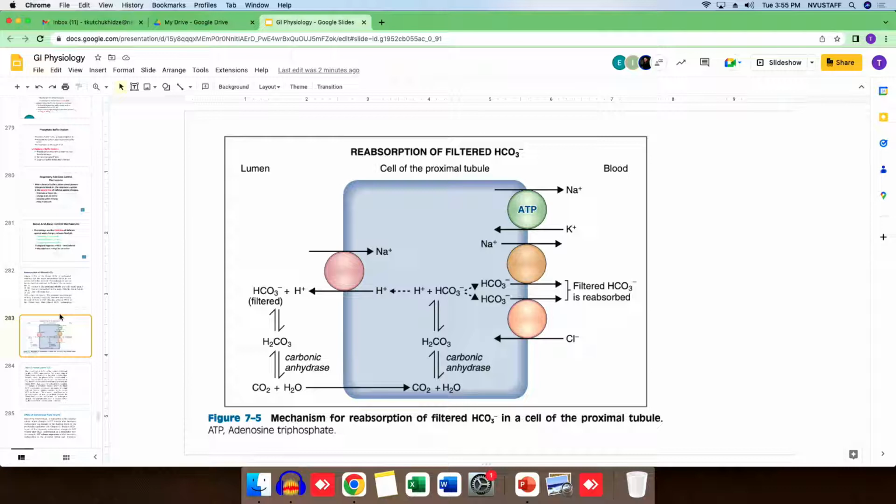Yeah, let's continue, guys. So, from these slides there is a huge text written down, so we will not read it out loud today. I will just explain the main ideas of the acid-base balance in the kidneys.